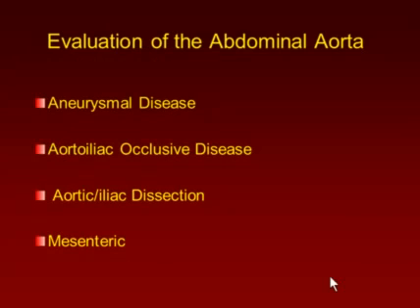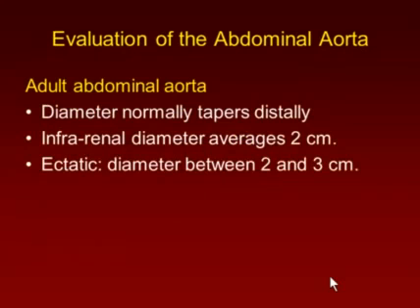We're going to talk about aneurysmal disease that affects the abdominal aorta, aortic iliac occlusive disease, a little bit about dissection, and then we'll go on and talk about the mesenteric vessels. The adult abdominal aorta normally tapers as it traverses distally. It is normally about 2 centimeters in diameter. When ectasia is present, the diameter may range between 2 and 3 centimeters.